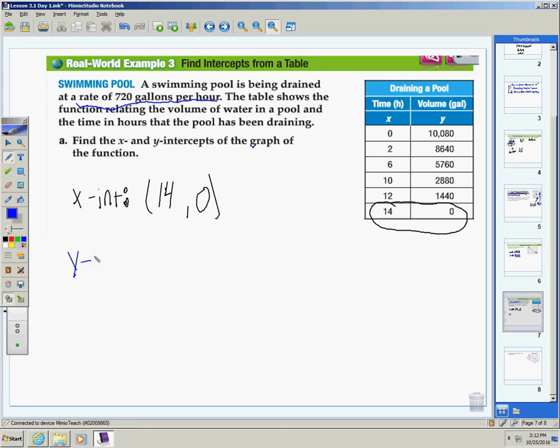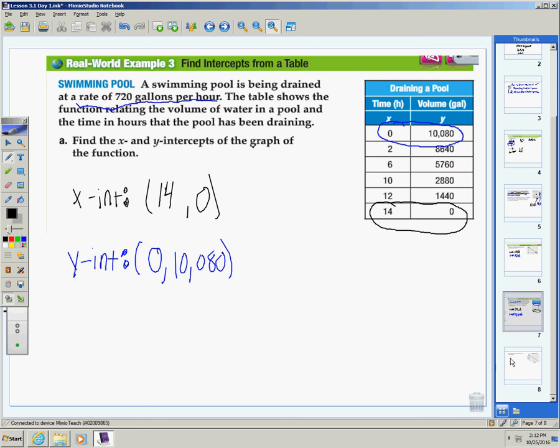And since y is always 0 for an x-intercept, we know x is always 0 for a y-intercept because then I'm on the y-axis. So I just look at my table. Where is x 0? When x is 0, y is 10,080.